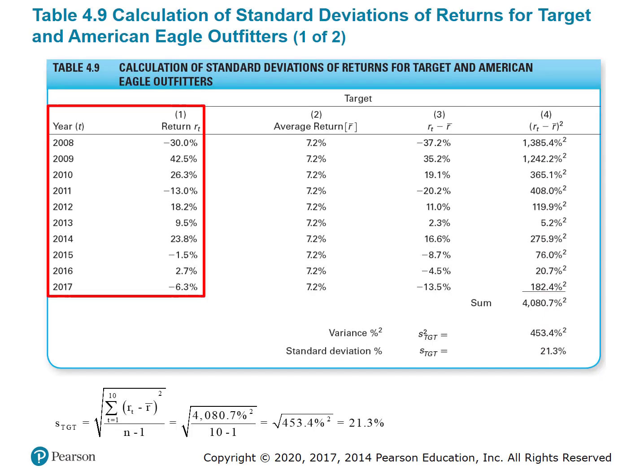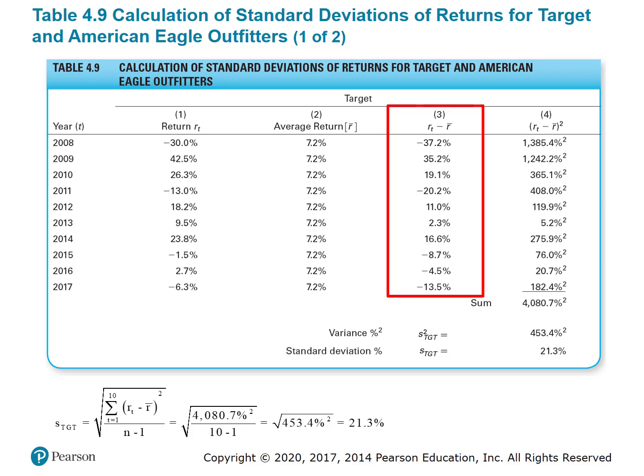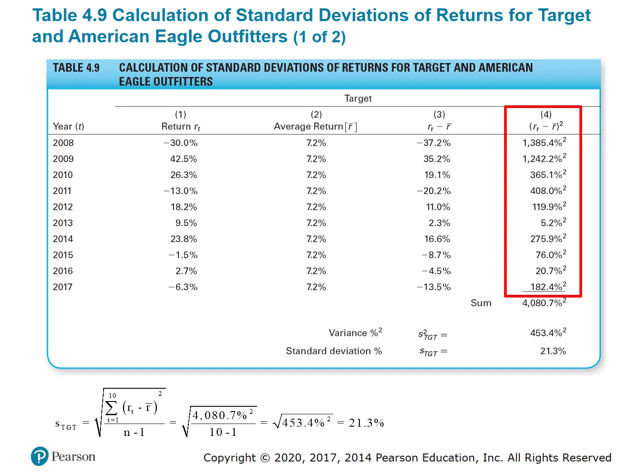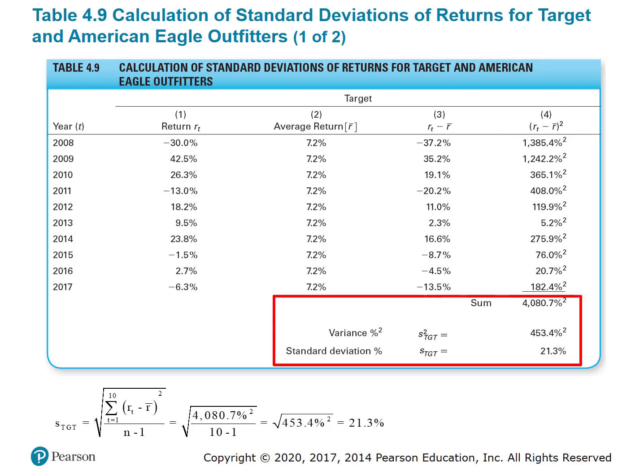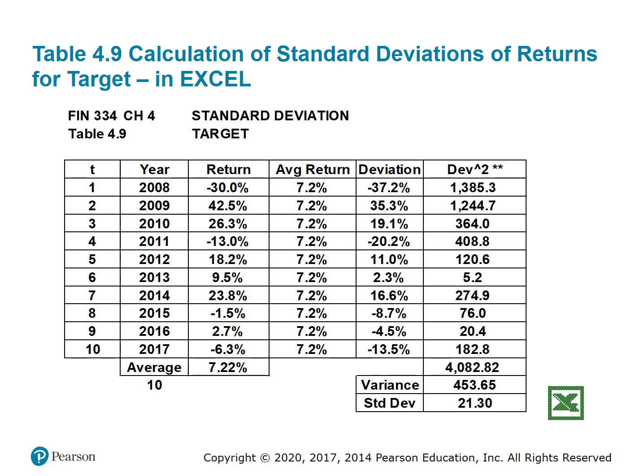First, there's Target's data. We found the average on the previous slide, 7.2%. We compute the deviation, the return in each year minus the overall average return. Square the deviations. Sum the squared deviations and divide by n minus 1, 9. Take the square root to find the standard deviation, 21.3. There's the formula. Remember, order of operations, PEMDAS. Here are the calculations for Target in Excel. And if you want to see them in Excel, click on the Excel logo there at the bottom.